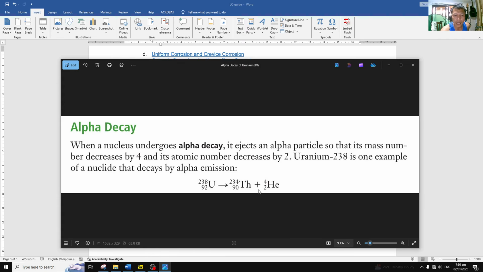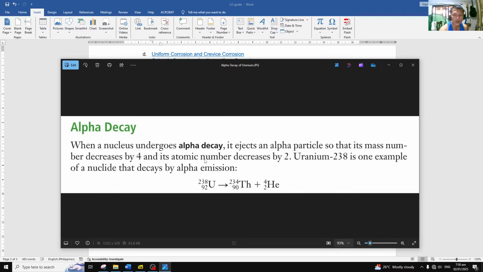So this nuclear reaction decreases the mass number by 4 because the 4 is now on the helium atom. Okay? And it decreases the atomic number by 2 because your helium has a proton number of 2. So basically, your uranium-238 becomes a thorium-234. Okay? So that is an alpha decay.